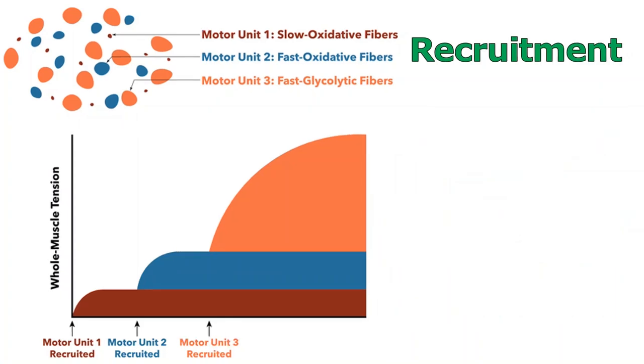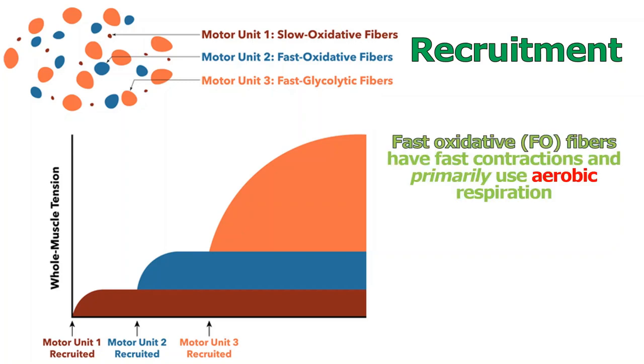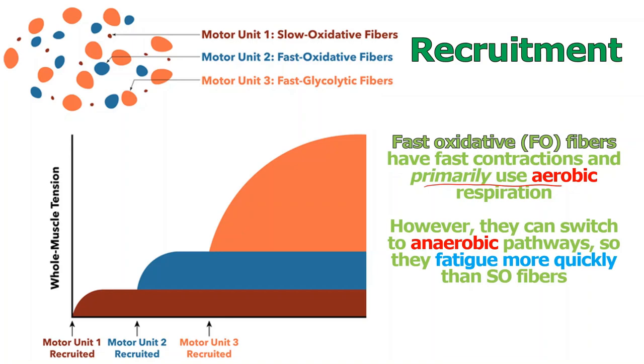If you need more tension, you would recruit more motor units. Specifically, you would go to the second layer of motor unit called the FO fibers, or the fast oxidative fibers. Now, they primarily are aerobic, but they do have the ability to switch over to the anaerobic pathways. So they will fatigue more quickly than we saw from the type 1s. Now, these are called type 2s, but they're often referred to as type 2A fibers. And they are fast twitch. Sometimes they're referred to as white fibers.